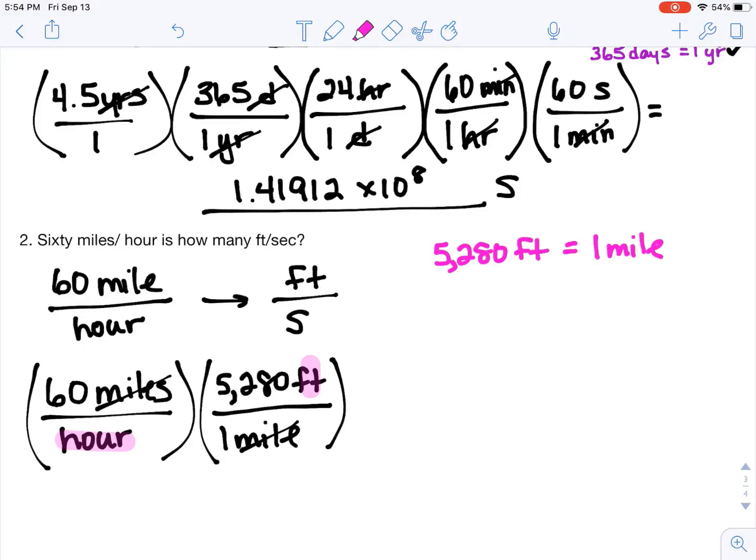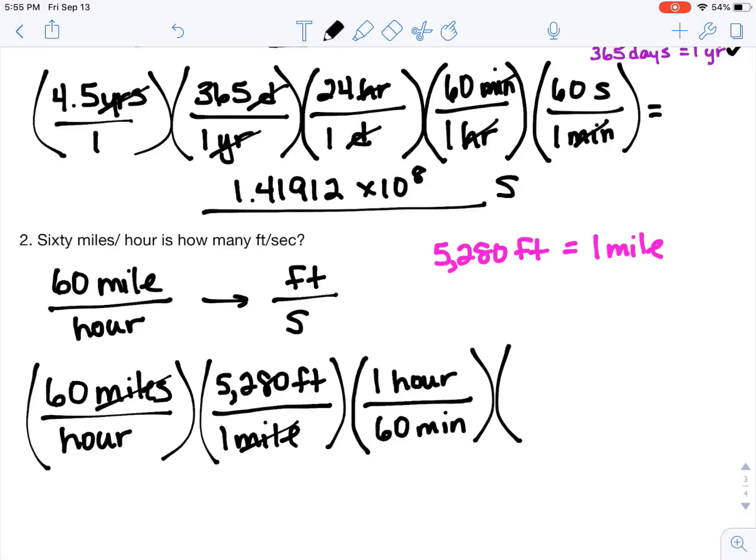I don't want my answer in feet per hour. I want my answer in feet per second. So the question is, how do I get from hours to seconds? So we can go back and look at the relationships that we used in the previous equation, right? 1 hour, 60 minutes, getting closer to the amount of time we want.